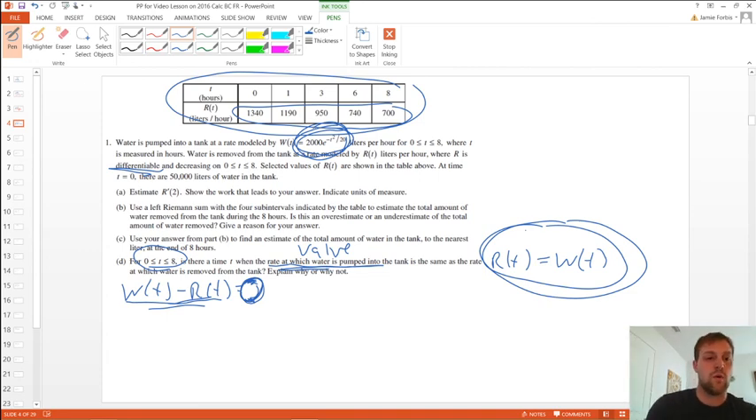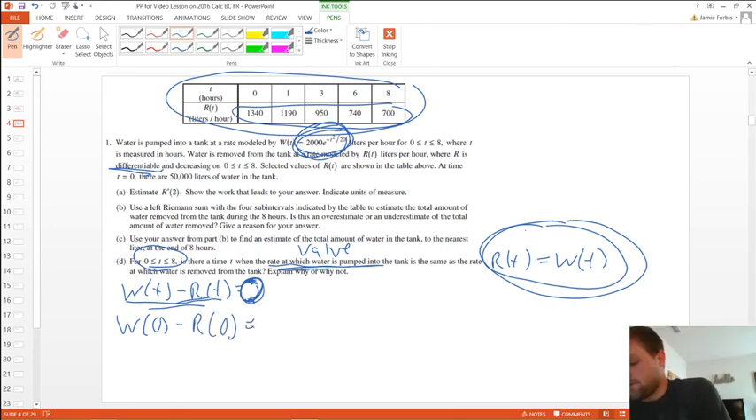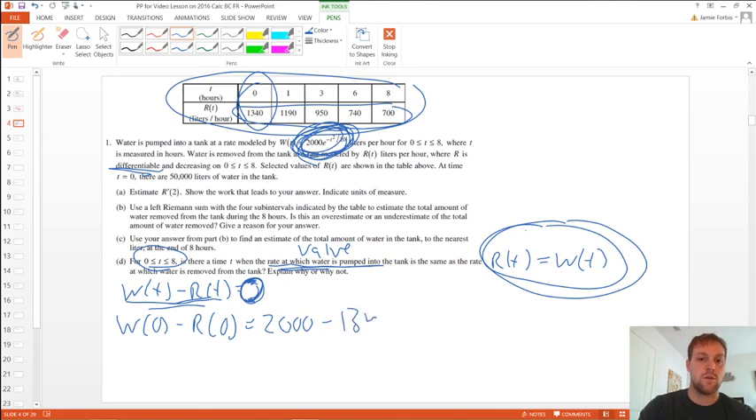So first of all, let's figure out what W of 0 minus R of 0 is. If you do W of 0 in the calculator, if I plug 0 in for t into this equation right here, you get 2,000. And R of 0 comes from the chart, that's 1340. And that's equal to, well, it's a positive number. It's going to be 660, which is greater than 0.